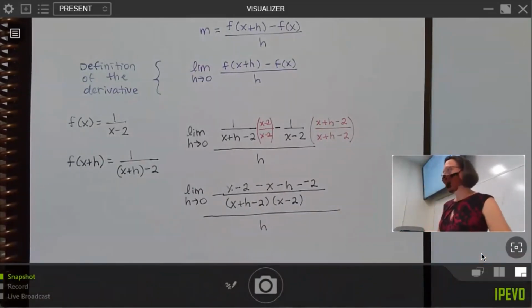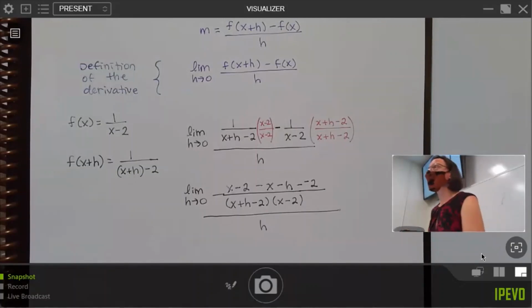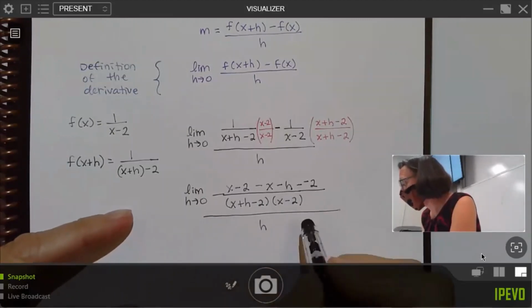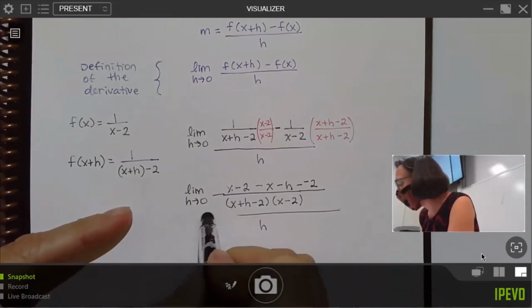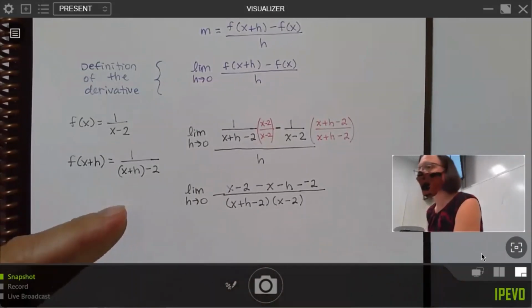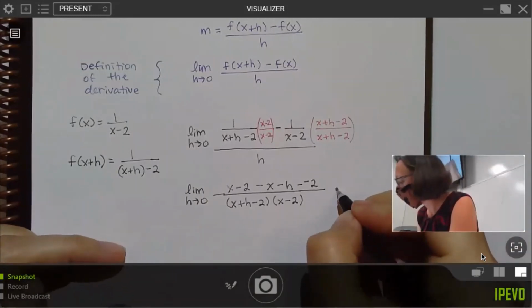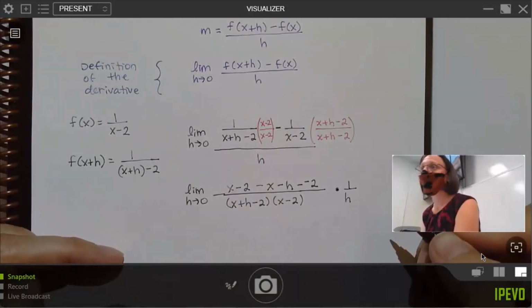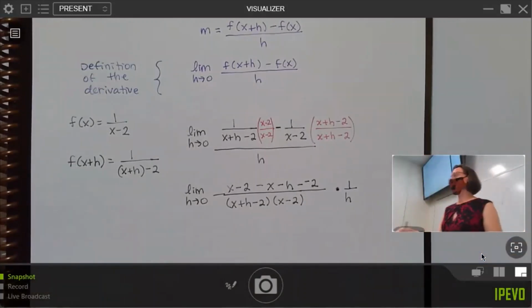To save myself a little bit of space on the page and to flex about my erasable pens again, I'm going to swap out and say that instead of dividing by a giant division bar over h, I can actually treat that as times 1 over h. You do not have to do that. I am just saving myself space on the paper. You can leave it all over the giant h at the bottom.